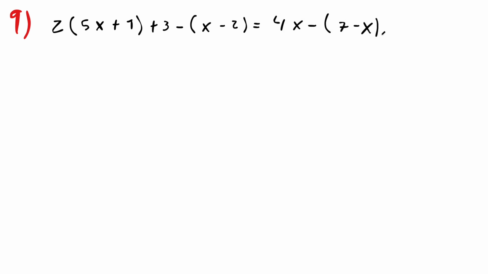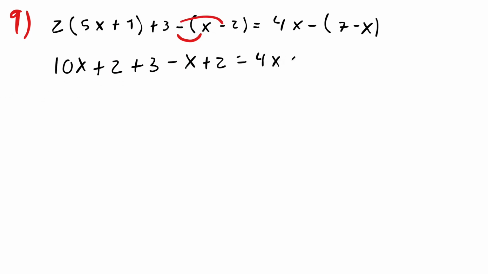We must clarify that here we apply the distributive property of both signs and terms. So the terms in the first parenthesis: 2 times 5x would be 10x. 2 times 1 would be plus 2. That is added to 3 and then minus x plus 2, right? Because of the distributive property of signs. Then that is equal to 4x minus 7 plus x. Why? Because of the same thing. Distributive property of signs. Perfect.